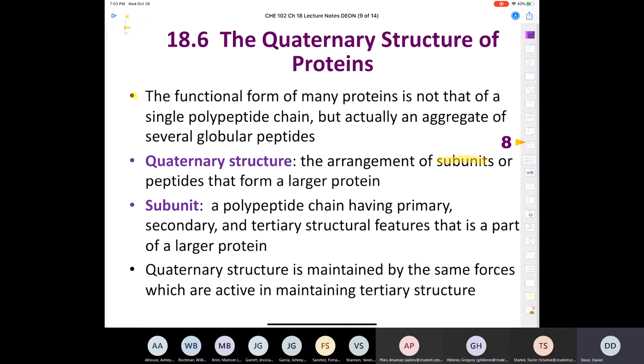So a subunit is a polypeptide chain having primary, secondary, tertiary structure, and then it conglomerates or forms an aggregate of several polypeptide chains to produce quaternary structure. The good news is that you don't have to learn any new kind of forces. Quaternary structure is maintained by the exact same forces that you learned in tertiary structure. What were they? Disulfide bonds, salt bridges, hydrophobic interactions, and hydrogen bonding. Those are the four types of forces that maintain tertiary structure, and the exact same ones maintain quaternary structure. Nothing new.